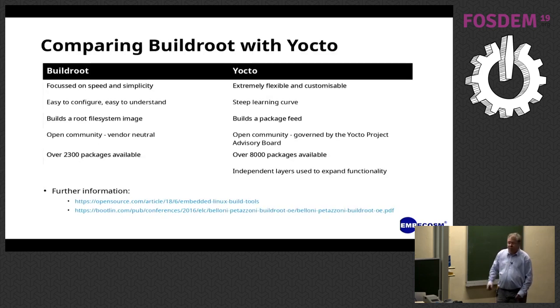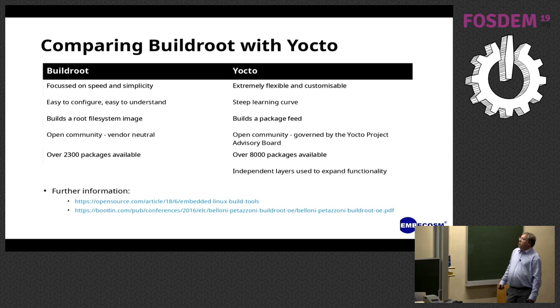Okay, a comparison between Buildroot and Yocto. I've worked with both systems, and they really do offer different things. Buildroot is particularly focused on speed and simplicity, to build cut-down systems and be quick and easy to use. Therefore, it's quite easy to understand, work with and expand as you need. Buildroot builds you a root file system image, a binary image that you could burn to an SD card or put directly onto your board.